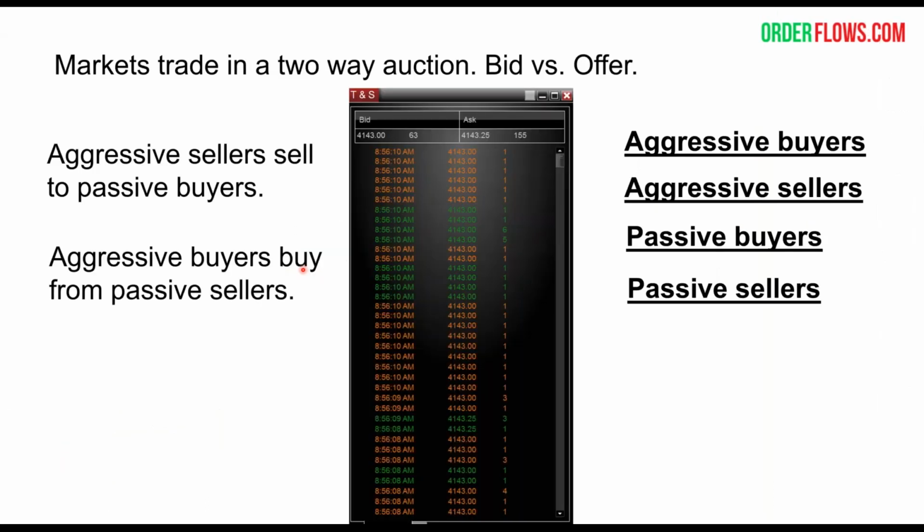Now, where does the information from the bar chart come from? Well, it comes from the time and sales, what actually traded in the market. The market trades in a two-way auction. There's a bid and there's an offer. The time and sales just reports what traded, at what time, the price it traded, and the quantity it traded. But the problem is that markets move very fast with a lot of volume.